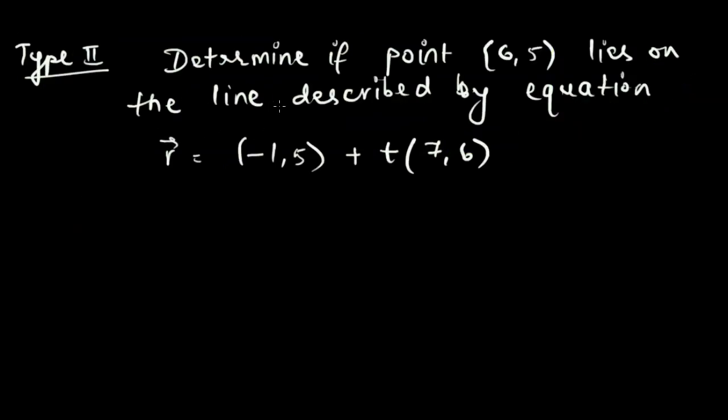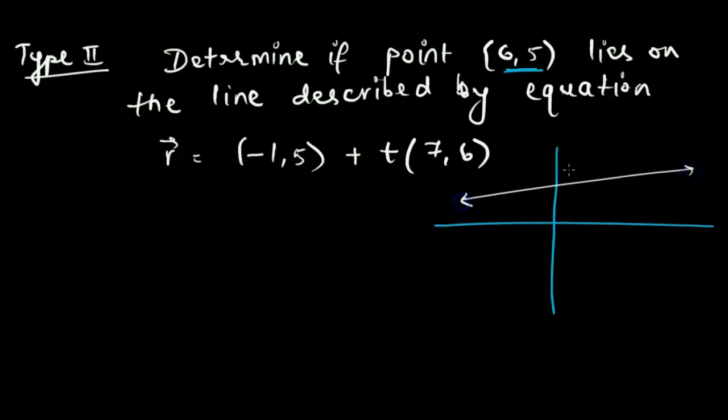Now, this is another type of question, type 2. This question wants you to determine if point (6, 5) lies on the line that is described by this equation. So this is a type where you can be given a point and you could be asked to determine if the given point lies on the line or not. If we understand it with the diagram, let's say we're given the line. This is our line represented by the equation r equal to (-1, 5) plus t(7, 6), and we have to determine if point (6, 5) lies on it. So let's say 6 is here, 5 is here. We need to find out if point (6, 5) lies on the line or if it's outside the line.